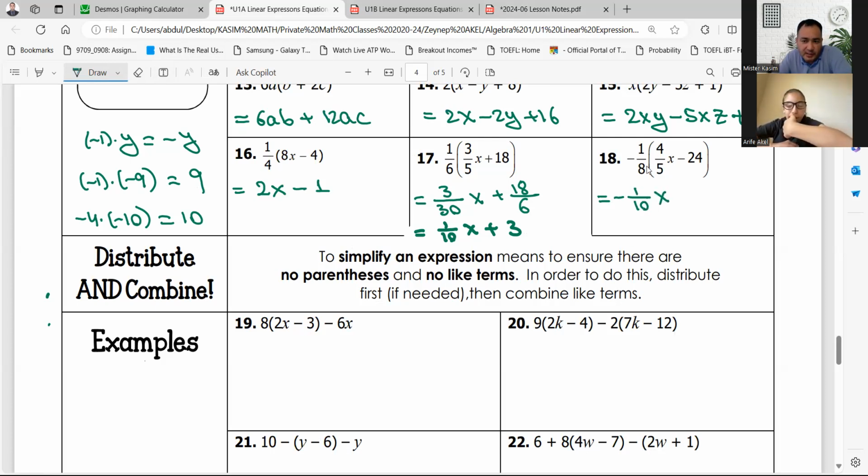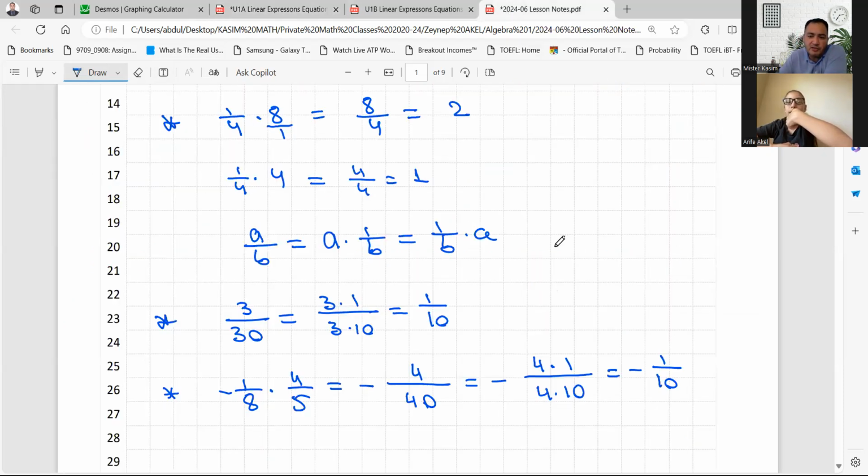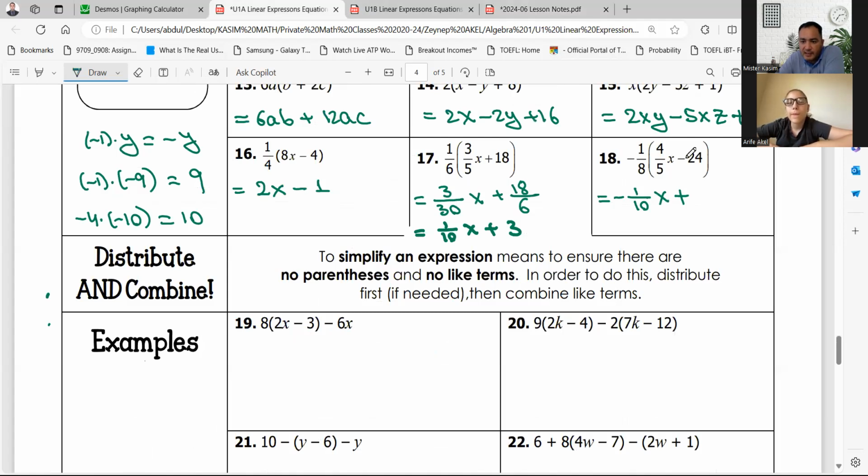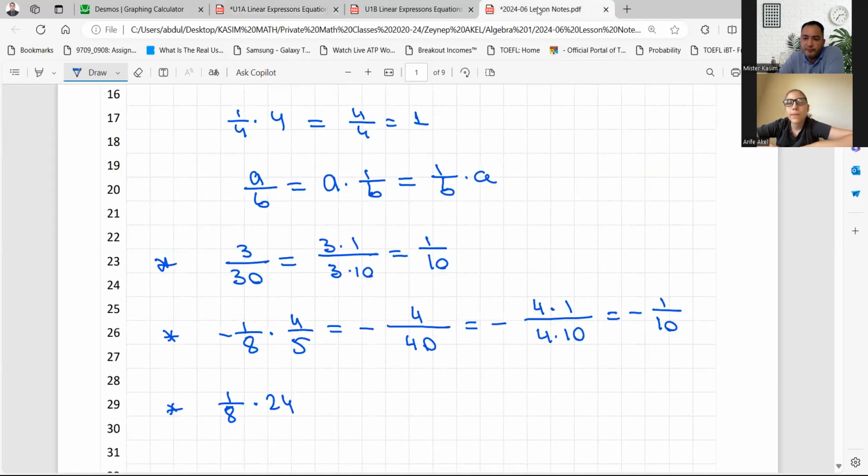Now, Zainab, look at the signs. Here we are multiplying a negative number, negative 1 over 8 times negative 24, right? So negative times negative is positive. And now I should multiply 1 over 8 by 24. It's 1 over 8 times 24, right?